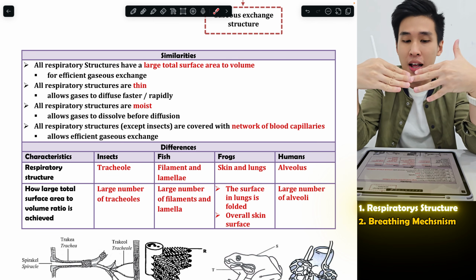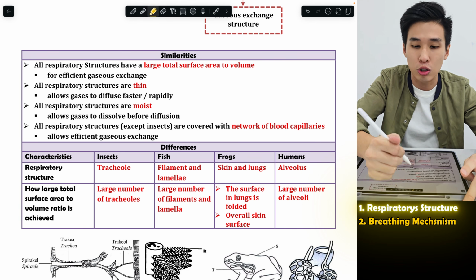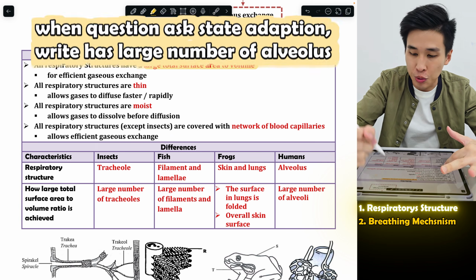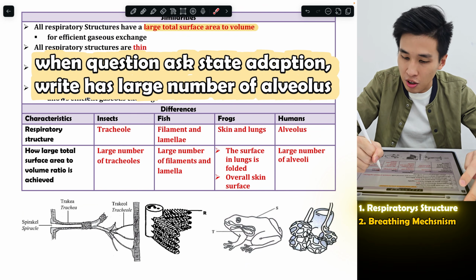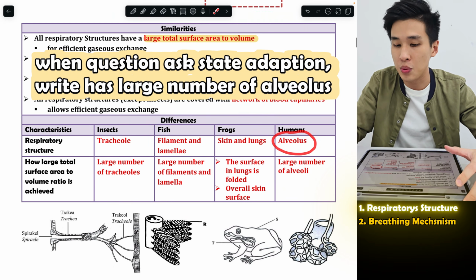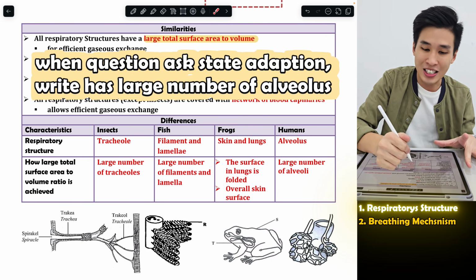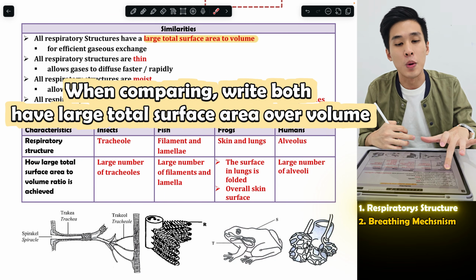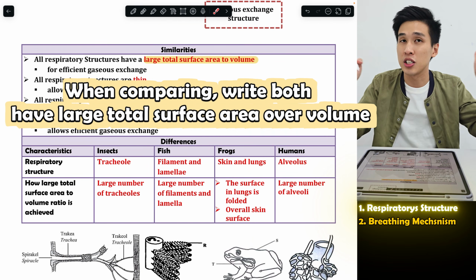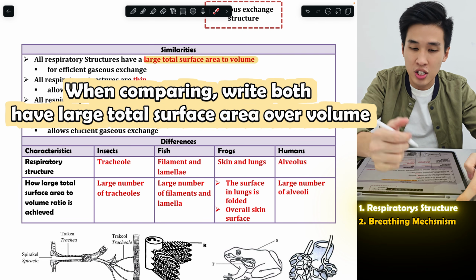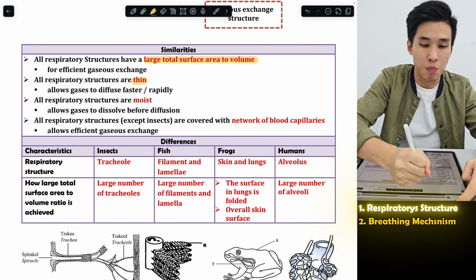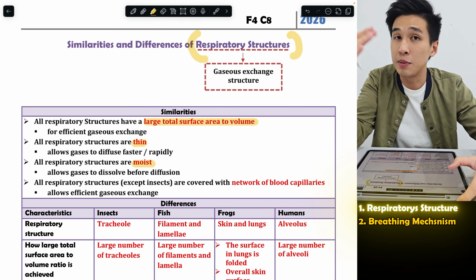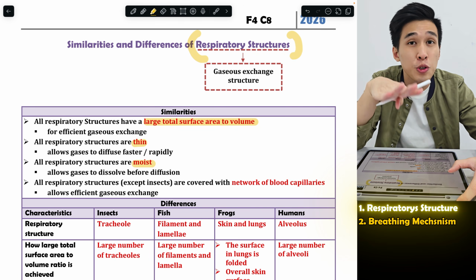However, when we compare, we write large total surface area over volume rather than large number, unless they ask you individually what the adaptation of the alveolus is for gases exchange. Then only we say it has a large number of alveoli, large number of filaments, large number of tracheoles. But when comparing, we say the large number gives a larger surface area over volume for gases exchange. Then you can see it has thin and moist. So for respiratory structure, there are more similarities than differences, and similarities are very easy, just use the adaptation.